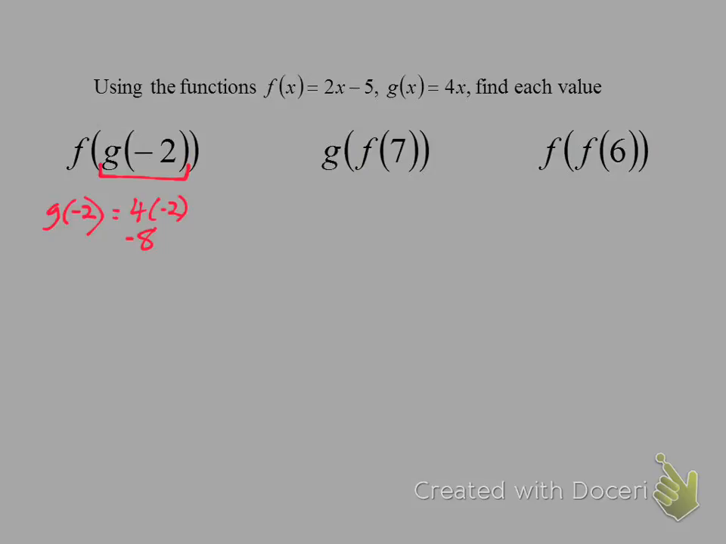So g of negative 2, this red stuff right here, equals negative 8. Everybody with me? Now, this g of negative 2, basically replace it with negative 8. And then once you do that, you still need to run negative 8 through f. So now you find f of negative 8. You do it twice. You plug in the first number, you get an answer. You take that answer, you plug it into the next function outside of it.